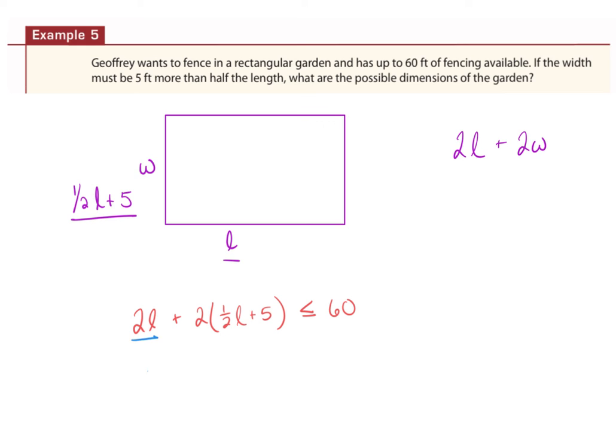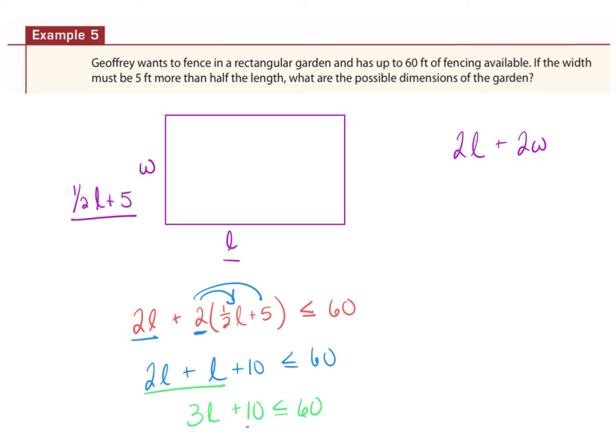I leave this guy alone. 2L, what do I do with this 2? Distribute. 2 times 1/2 is just a 1, plus 2 times 5, less than or equal to 60. Like terms, what do I do with my like terms? Combine them. What is 2L's plus 1L? 3L's plus 10 is less than or equal to 60.